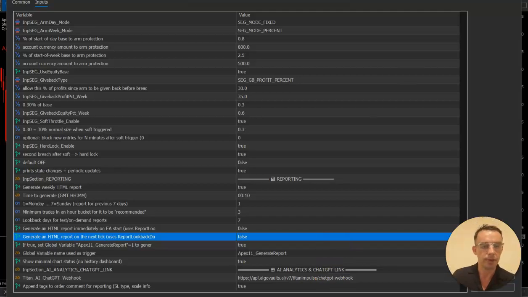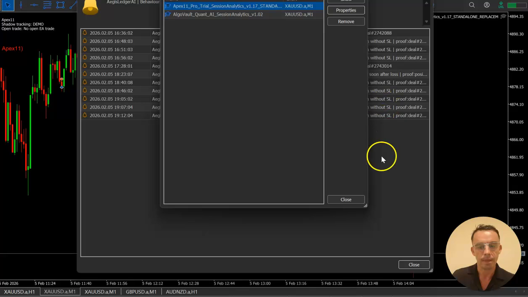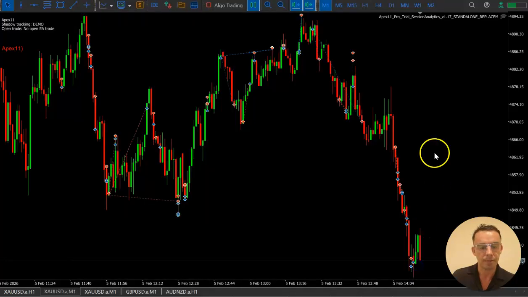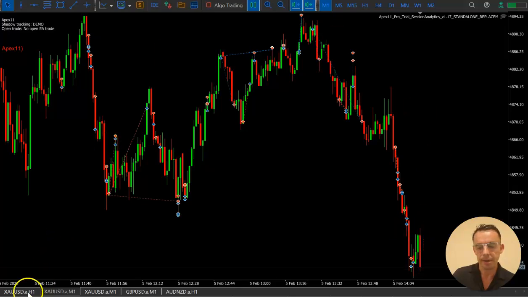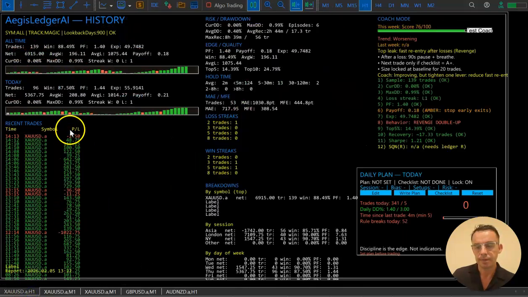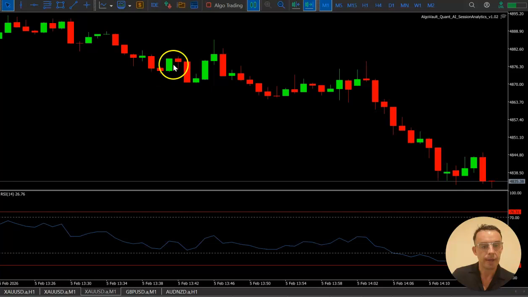So next we're going to show you. You can see it's been pretty active here. A lot of trades happening there with the system. You can see the profits went back up. Started at 3,000 something, it's up to 5,367. And next we're going to look at the AlgoVault Quant.